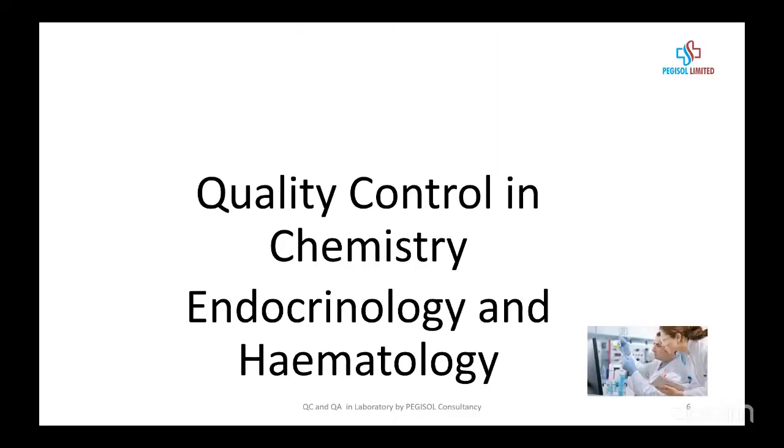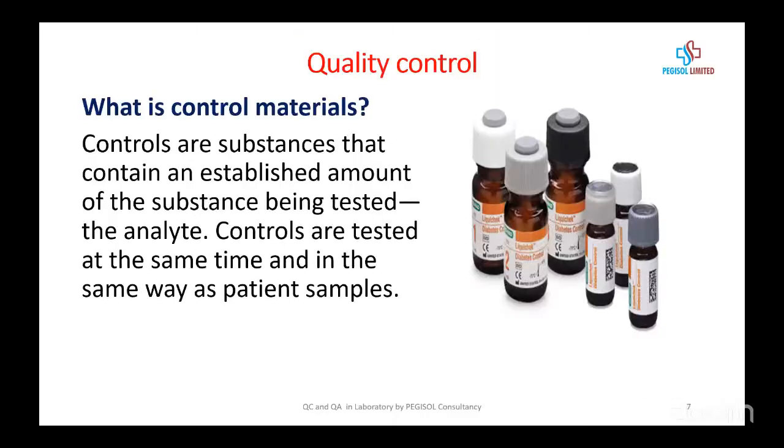Now, when we look at quality control, first and foremost, one thing we're going to look at is quality control materials. Now, what is quality control material? Quality control material is a substance that contains an established amount of a substance being tested, like the analytes.